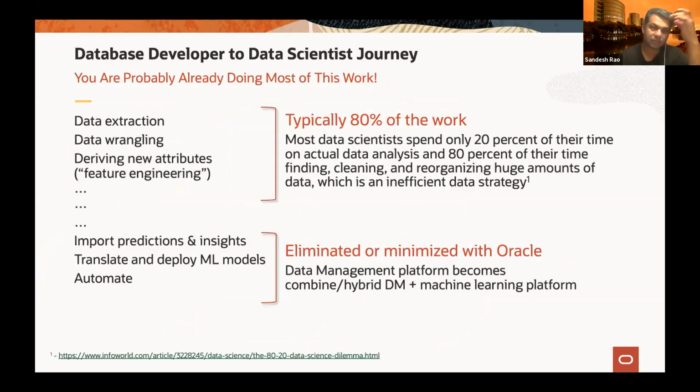So data extraction and data wrangling is not something that is new. Most people as DBAs have already done this as part of traditional data warehouse and ETL kind of jobs.